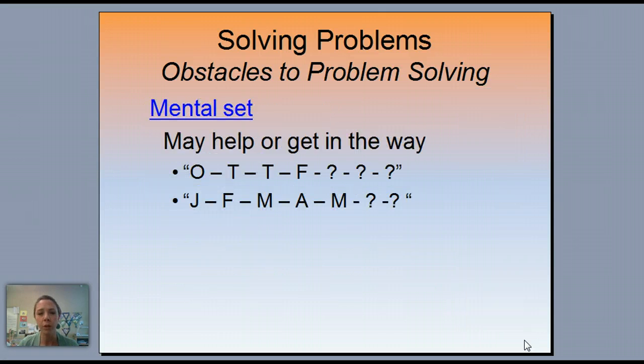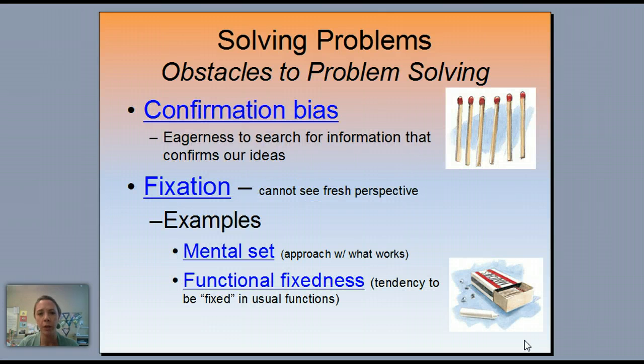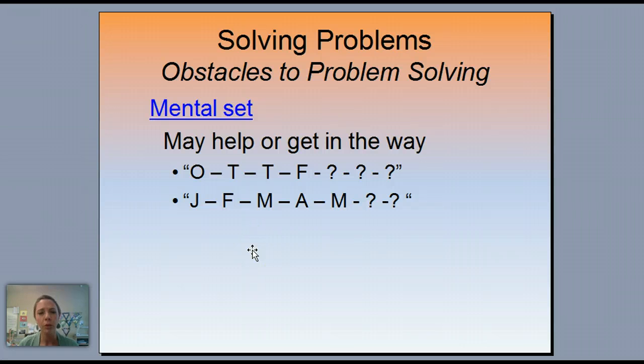Okay, so here are some examples of a mental set. Remember we talked about it here. Your mental set could help with solving a problem, but it could also get in the way. Remember, this is how I approach a problem. So what they did is they gave these two lines of letters and asked, and I'm going to ask you to do this, maybe write them down and try to solve it. What are the next three letters in the sequence? O, T, T, F, blank, blank, blank.